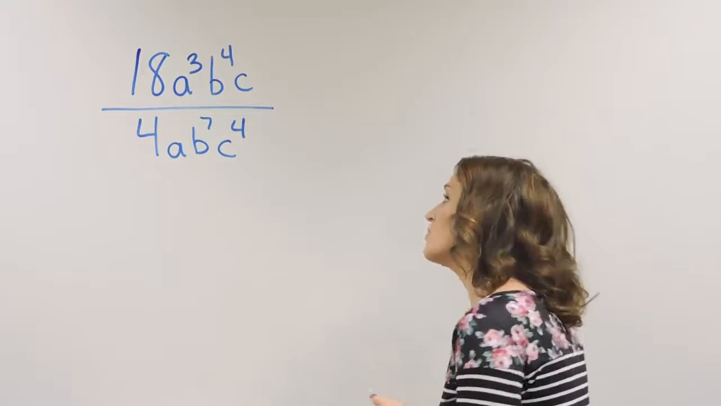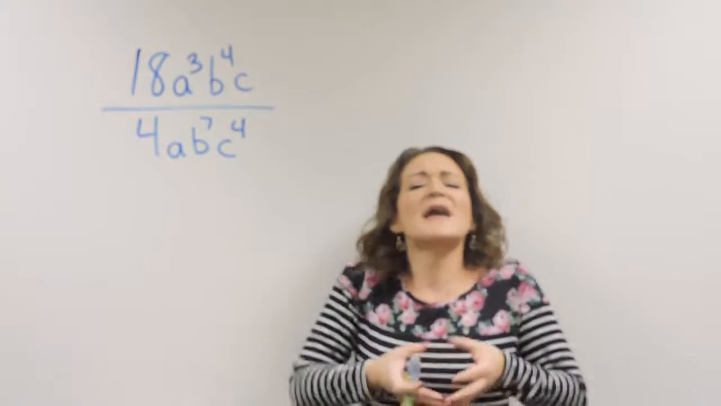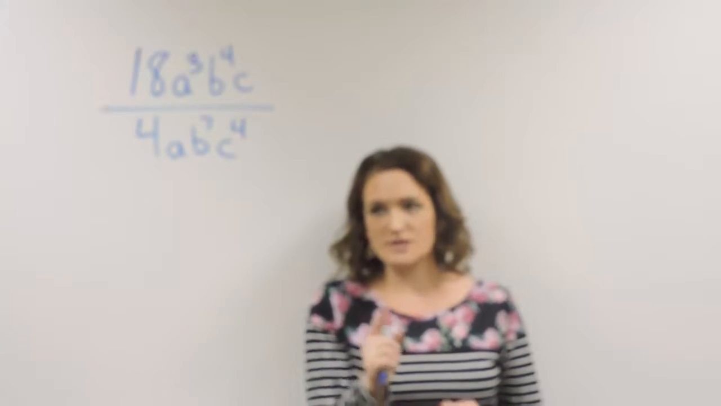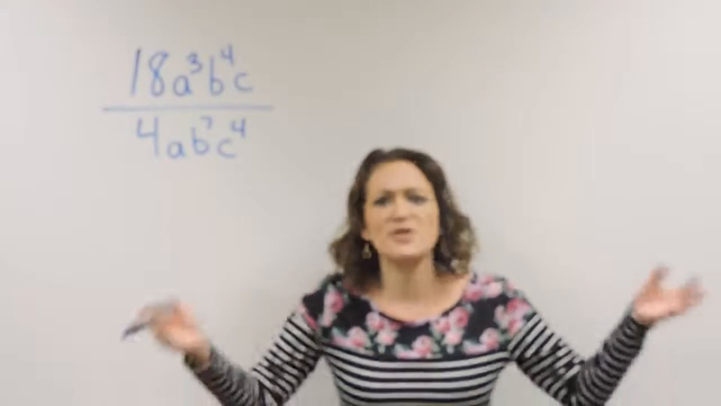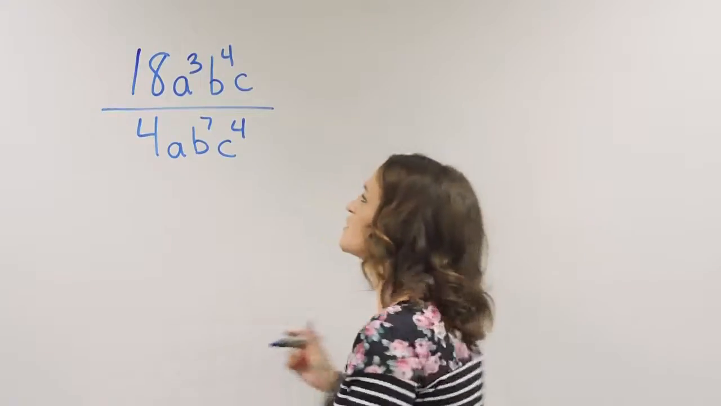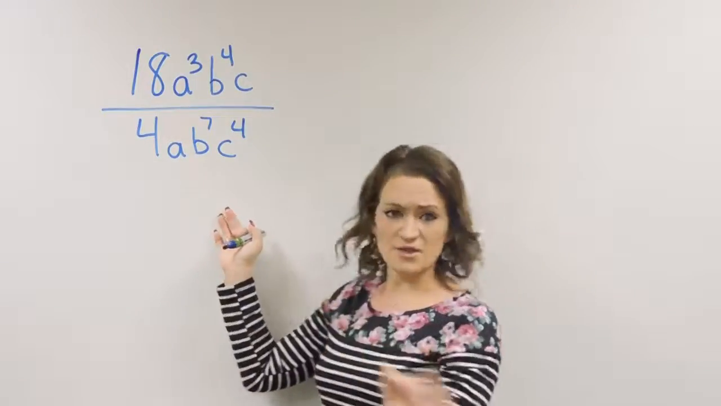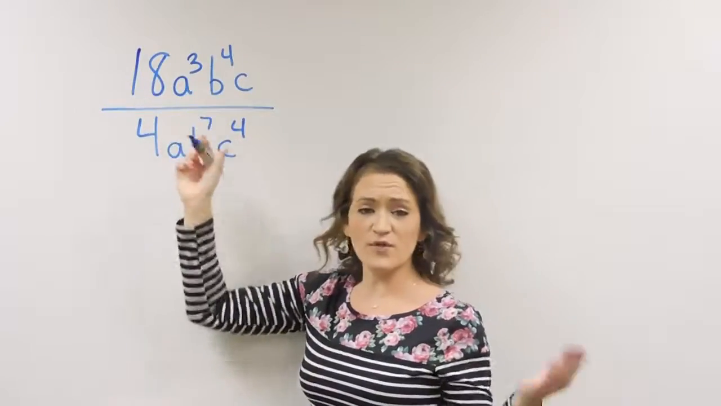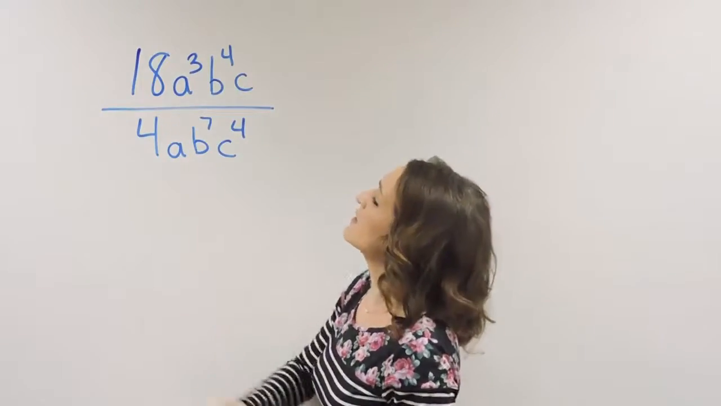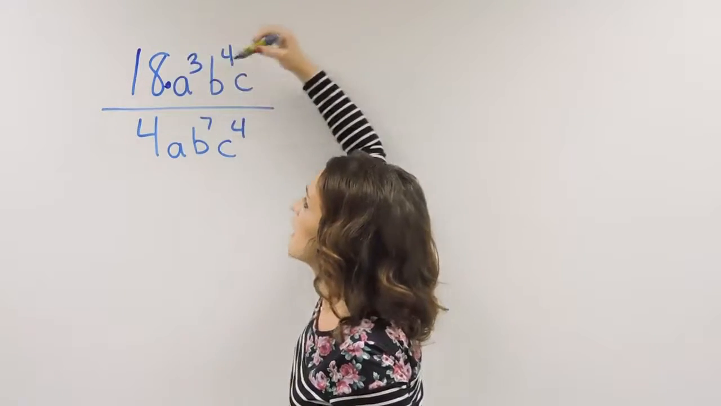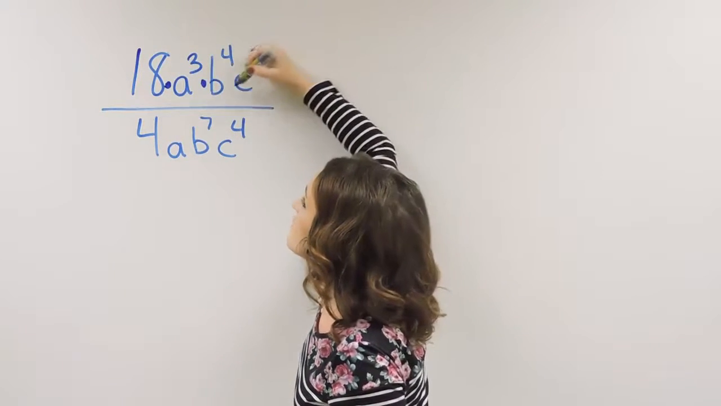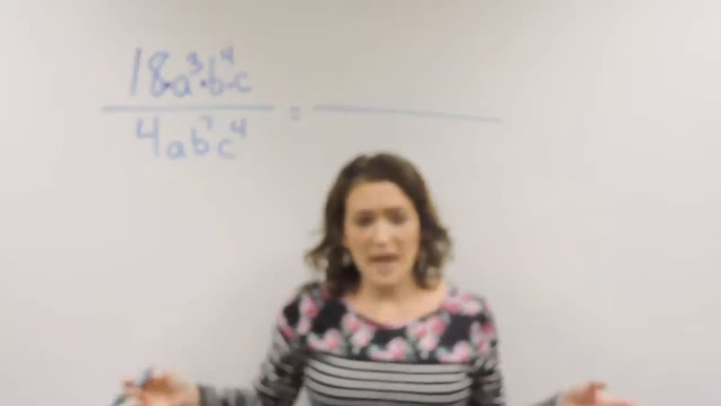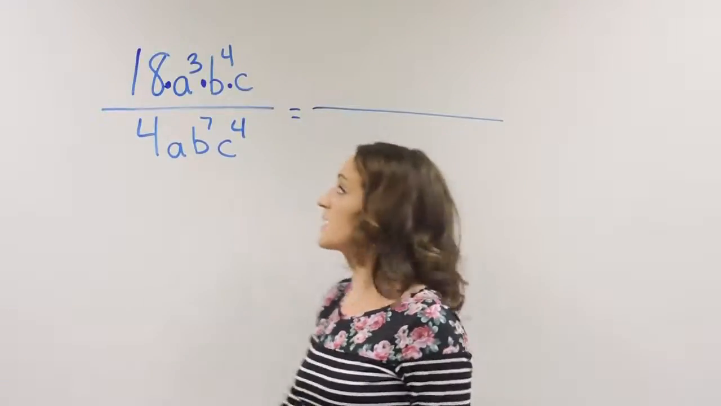So when you have a monomial, this is what you do. You want to expand the multiplication that you have. Remember, a factor is just something that can get multiplied, right? So if I'm looking at this problem here, let's start in the numerator. 18a cubed b to the fourth c. Do keep in mind that this is 18 times a cubed times b to the fourth times c. So what I'm going to do here is I'm going to expand, I'm going to stretch out the multiplication.